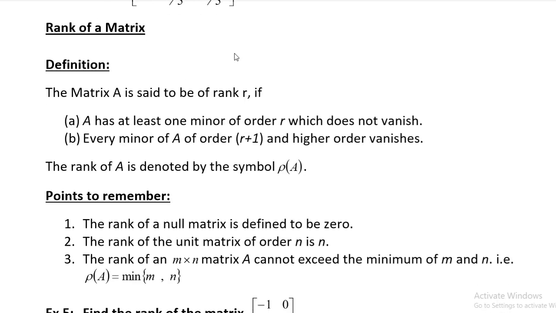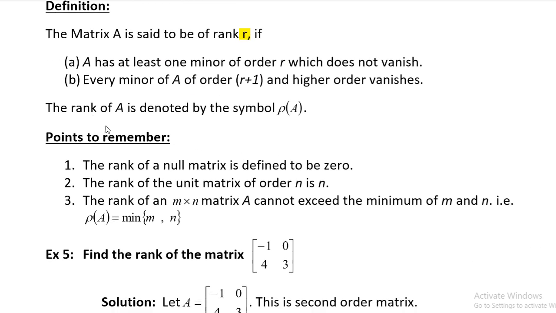The next thing related to this elementary row operations is called the rank of a matrix. What is the rank of a matrix? The matrix A is said to be of rank r, rank we denote it by small r, if A has at least one minor of order r which does not vanish, and every minor of A of order r plus 1 and higher order vanishes. The rank of A is denoted by the symbol rho of A.